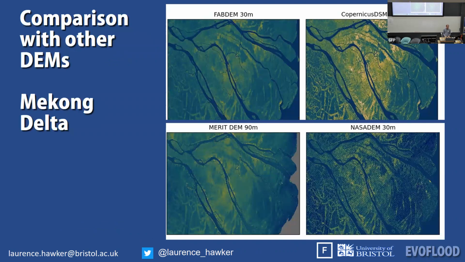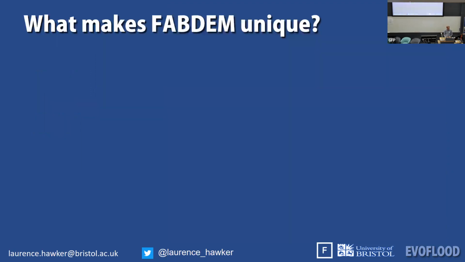What about in more data scarce areas? So this is FABDEM compared to Copernicus in the Mekong Delta in the top 2 images. We can see where the correction has really made quite a big difference. We compare it to Merit in the bottom left, and NASA DEM is on the right-hand side, which you can see is still a bit noisy. You still see those striking artifacts.